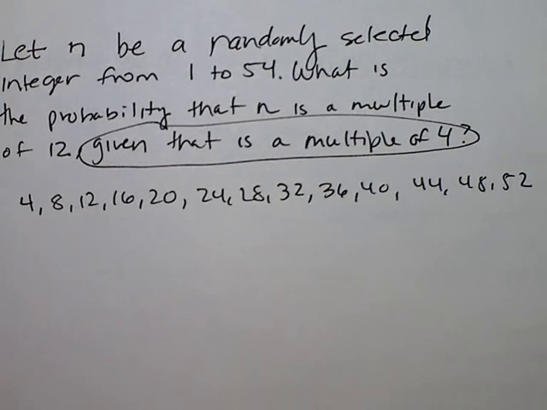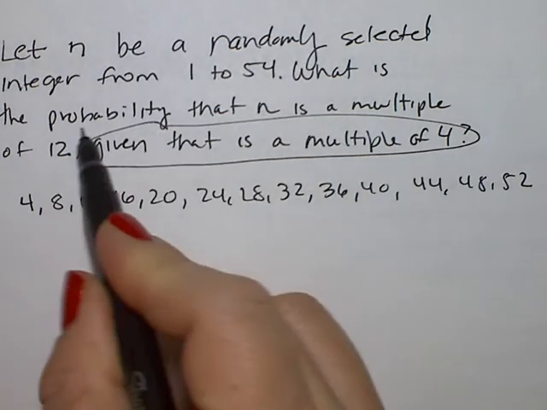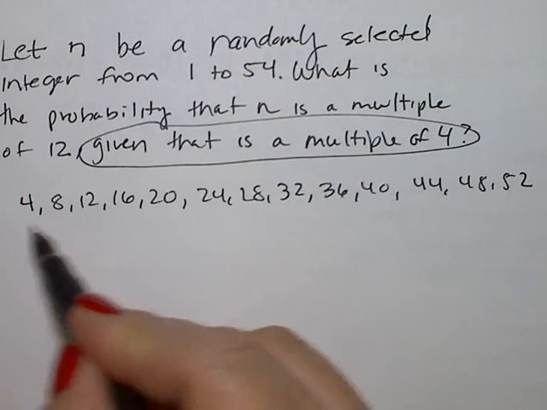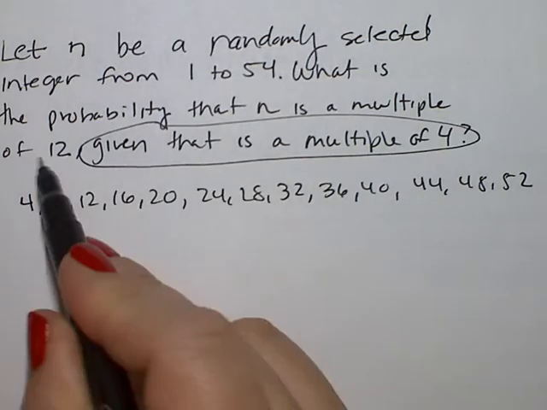This is our base set. This is all we care about to start with: what are the givens. So I wrote down all the numbers again from 1 to 54 that are multiples of 12. Now the question is, what is the probability of randomly selecting from this group a number that is a multiple of 12?